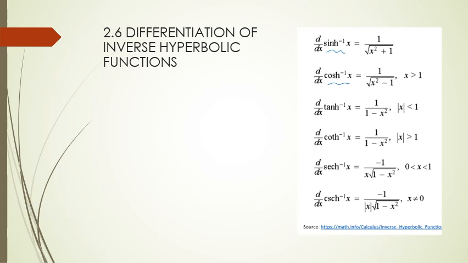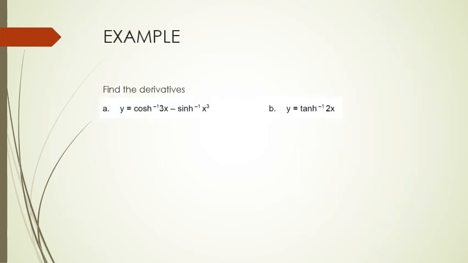Next we go to the example. Find the derivatives. For A, y equals cos hyperbolic inverse of 3x minus sine hyperbolic inverse of x cubed. Find dy/dx. So dy/dx equals, differentiate cos hyperbolic inverse of 3x.